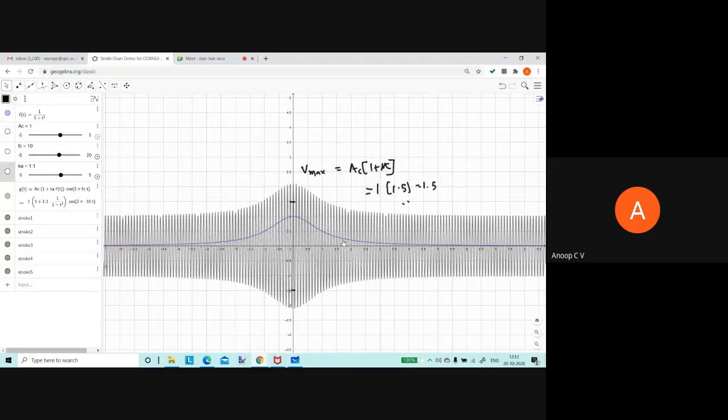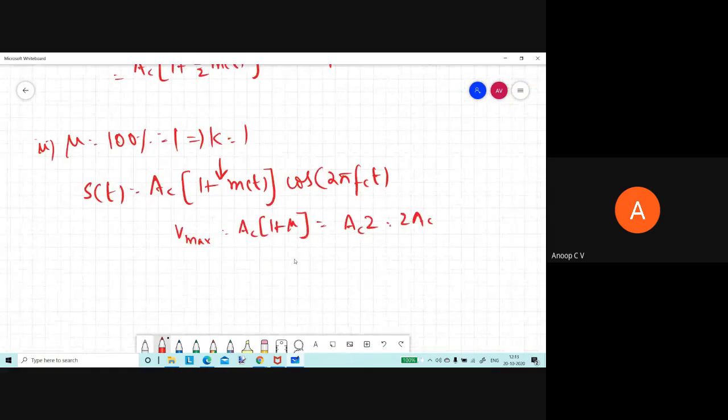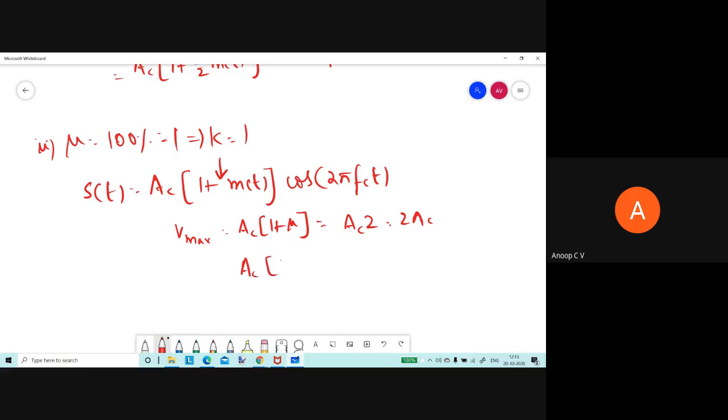So where we had the issue with phase reversal or something, at what point will this carrier amplitude become equal to 0? If you see, the maximum value Vmax will be equal to AC into 1 plus mu, that is AC into 2, that is 2 AC. And the minimum value would have been equal to AC into 1 minus mu, that is equal to 0. But this will happen at t equal to plus or minus infinity only.